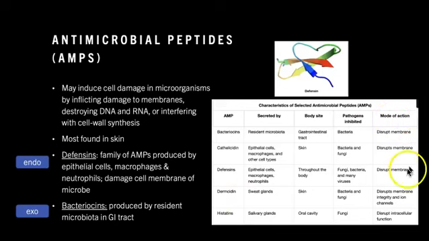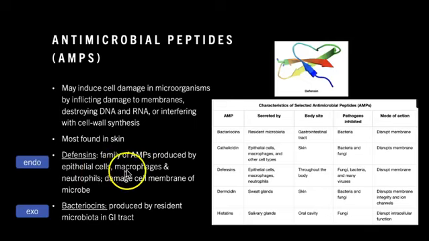Here listed in this table are the main peptides that we have working within our body. We'll focus on defensins, which is a family of AMPs that are produced by our epithelial cells, the macrophages, and neutrophils.